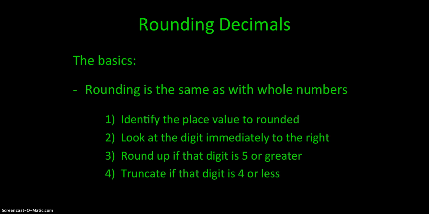The basics of rounding decimals: it works exactly the same as whole numbers. So the first thing you need to do is identify the place value to which you're going to round. Then take a look at the digit that is immediately to the right of that. If that digit is 5 or greater, 5, 6, 7, 8, or 9, you're going to round up 1. If that digit is 4 or less, 4, 3, 2, 1, 0, you're going to truncate, or just stop the number at the place where you want to round.